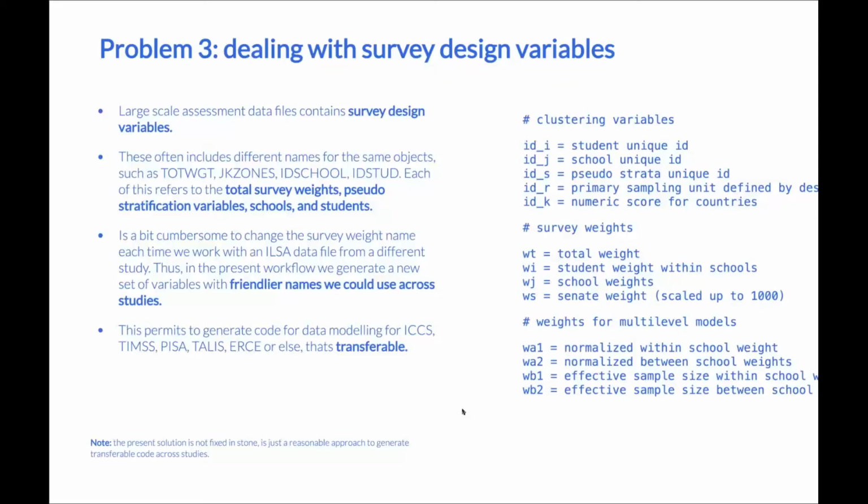So the issue is that most of the large-scale studies have a collection of clustering variables that express the survey design. The idea here is that most of these objects are common, but they have specific names for different studies. So for example, the total survey weight in PISA doesn't have the same name as the total survey weight in ICCS. So if we're going to constantly analyze data from PISA and from ICCS back and forth, one way to address this scenario is to have a common name for all the main objects of the survey design.